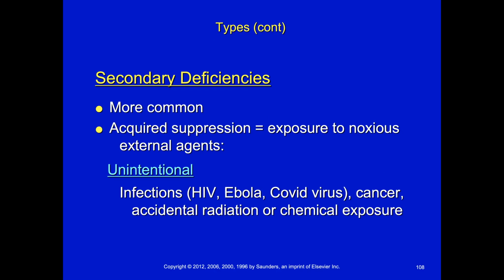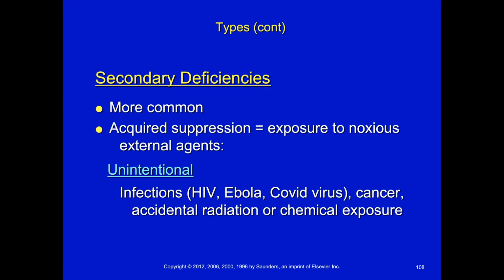Secondary deficiencies are more commonly seen, and they are an acquired suppression. So you're born with a normal immune system, but something happens that changes that and causes some sort of deficiency. It can be unintentional. A prime example of that would be infections. So HIV, Ebola, even the COVID virus can cause initially a suppression of the immune system. The COVID virus likes to go after the CD8 cells, the killer cells, and those numbers really fall, sometimes dramatically, initially certainly.